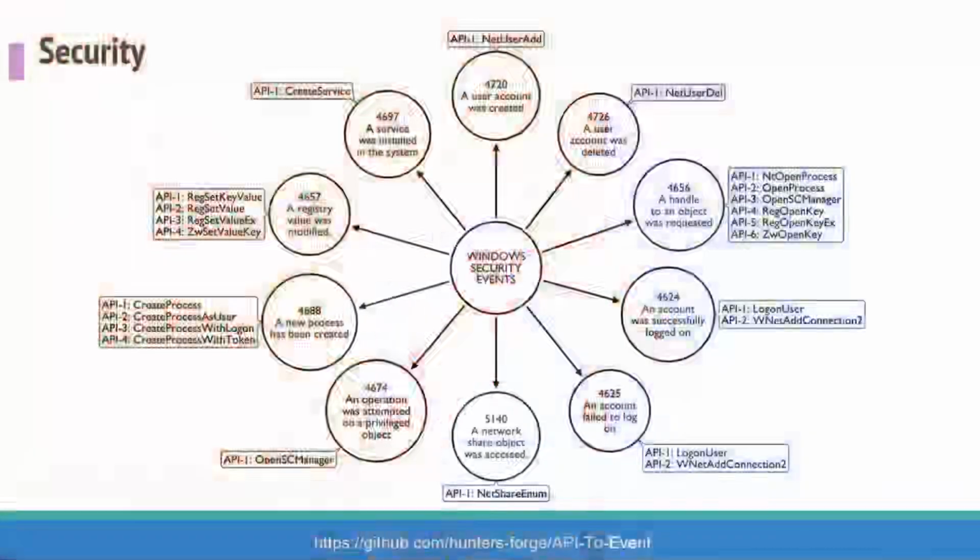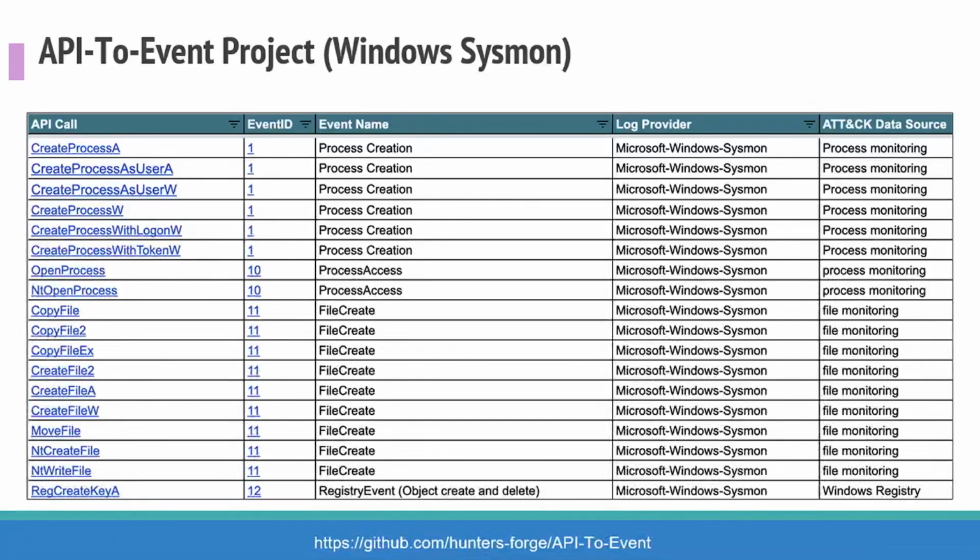So from a security perspective, we started doing these cool graphs where we can have some events mapped to specific APIs. That's pretty cool, because that's allowing us to now start thinking about data sources that we are probably collecting after a simulation, for example, or how we can plan a potential simulation as well. This project, the API to event project, is part of the Hunter's Forge project as well.